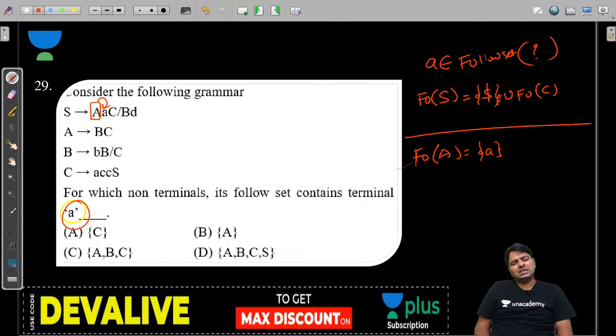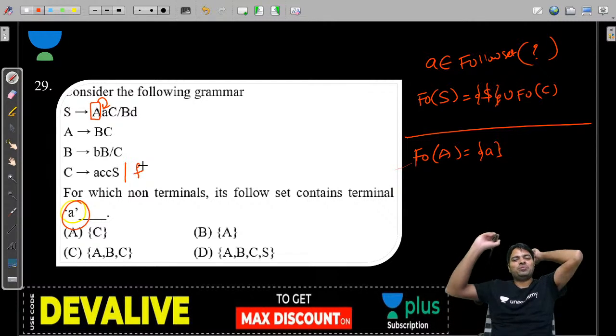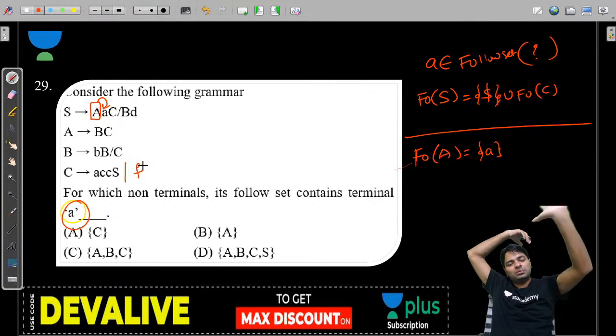And looks like, guys, this grammar is completely useless. This kind of grammar nobody is going to ask. So for that reason, I am keeping some other things, like to stop this one, I am just writing F. So we have clarity, guys. This grammar is completely useless because a single string is also impossible.